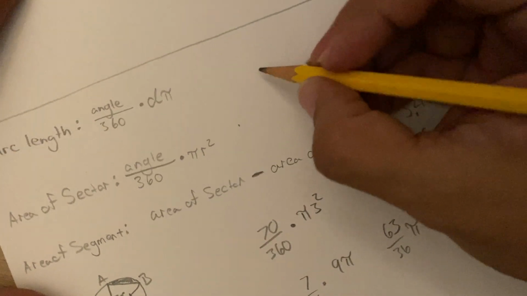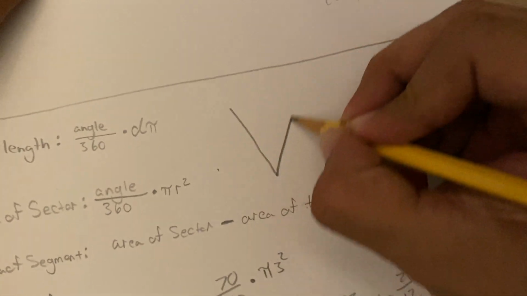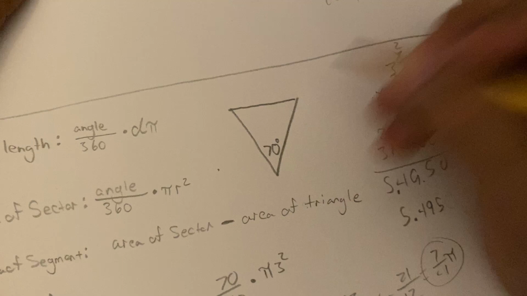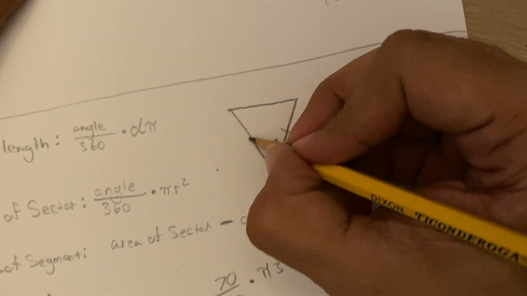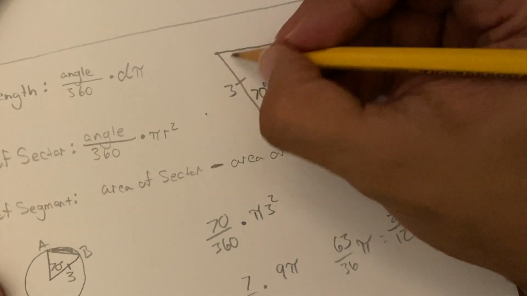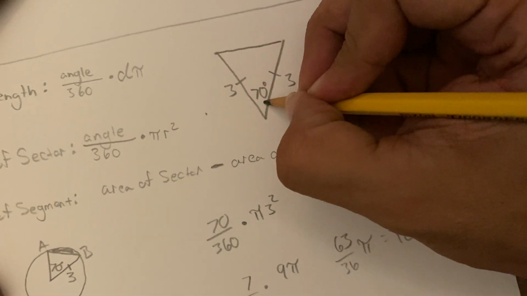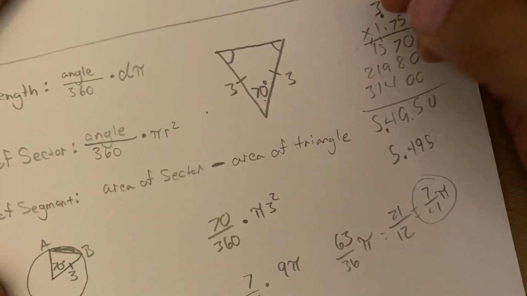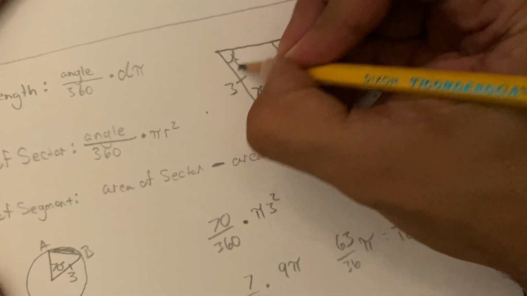The area of the triangle, now I'm going to draw it over here so you see it. It's a triangle like this. This is 70 degrees. I know that this side is 3 and that this side is 3 because they're both made up from the radius. So this is an isosceles triangle. So if this is 70, these two have to be identical. They have to create 110. So they're both 55 degrees.